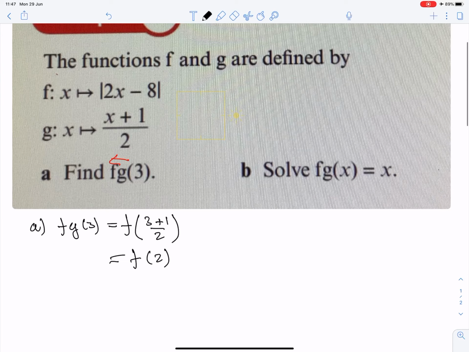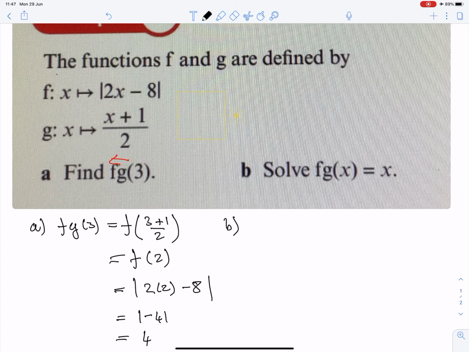And f says, take your input, double it, and subtract 8, and then take the modulus. 2 take away 2 is 4, minus 8 is negative 4. The modulus of negative 4 is equal to 4.